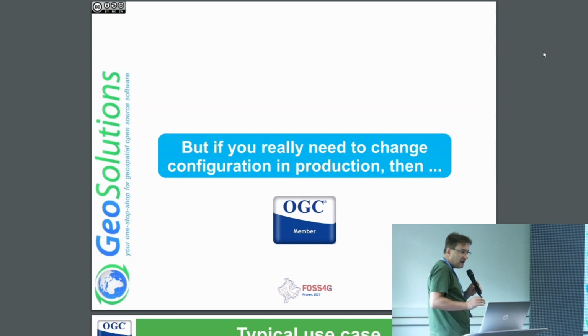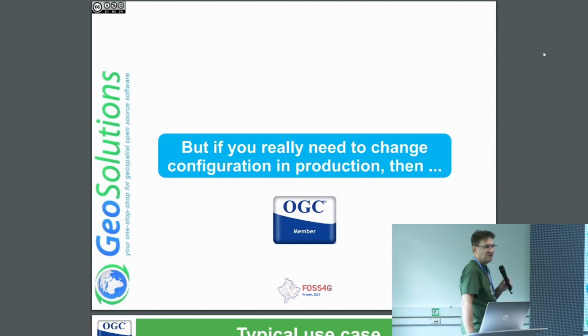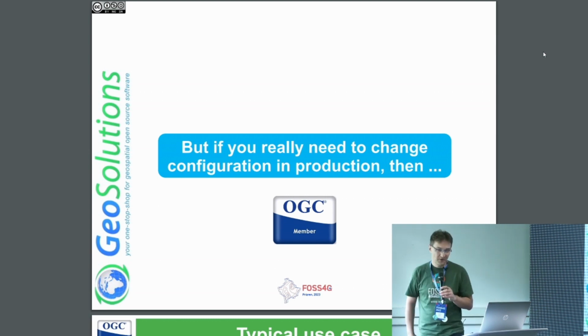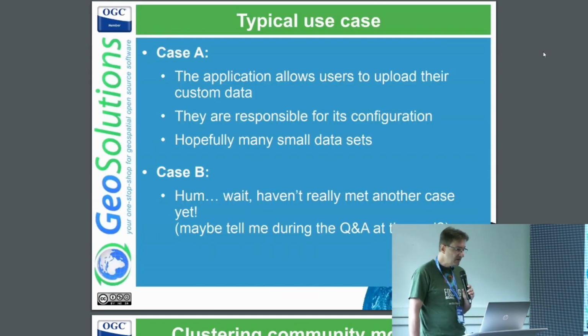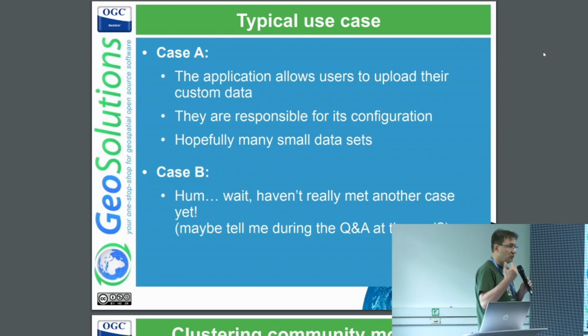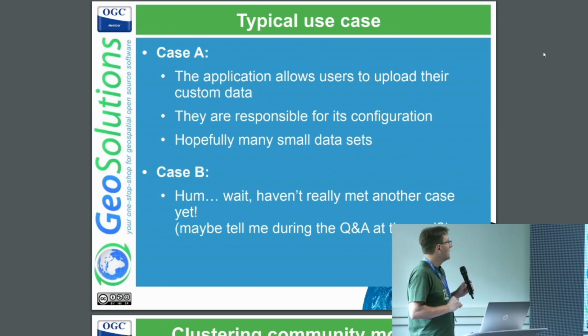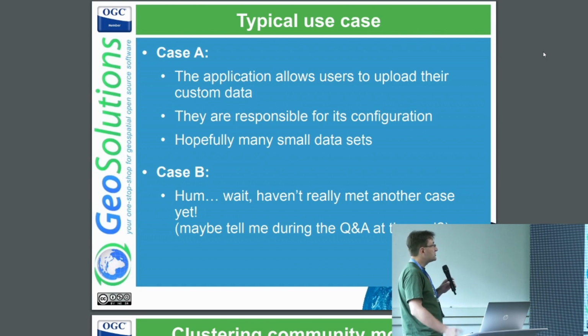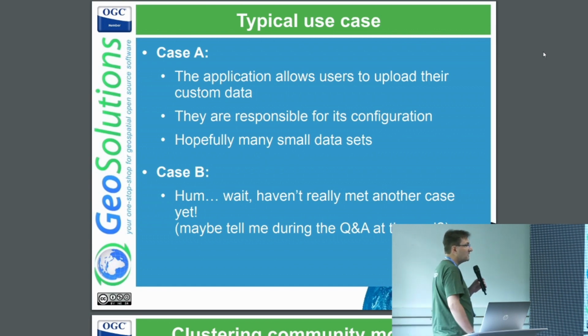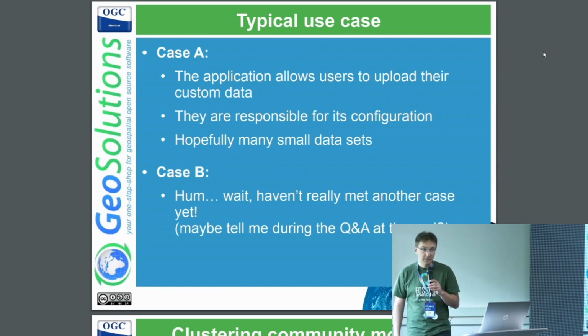let's say that you really, really need to change the configuration in production. I haven't convinced you. All right, then, typical use case: you allow your users to upload data to your server, and then yes, this situation has a different structure for each new layer that they upload. They are responsible for the configuration of the new layer. They will take their time. They do it right on the production system.